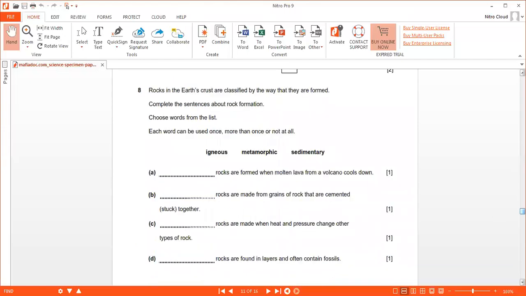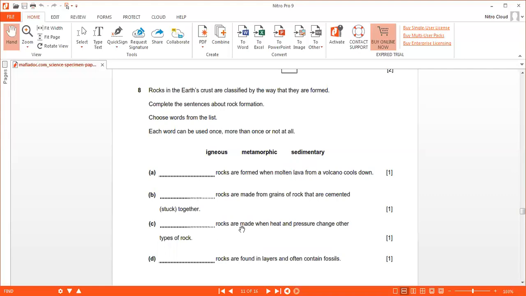Number 8. Rocks in the earth crust are classified by the way that they are formed. Complete the sentences about rock formation. A. Which rocks are formed when molten lava from a volcano cools down? When the molten lava cools down, igneous rocks. B. Rocks are made from grains of rock that are cemented together. The layers of the rock cemented together, so of course it's the sedimentary rocks.